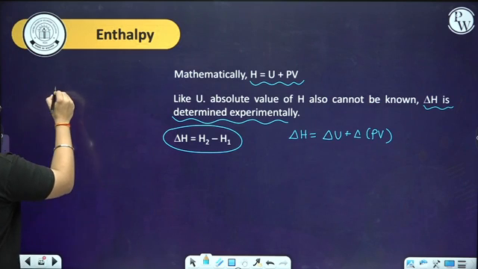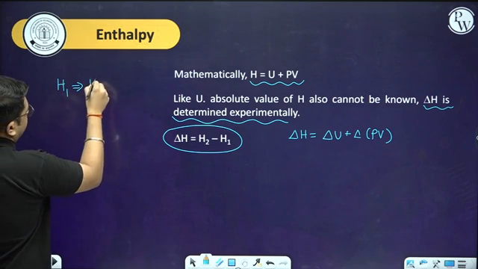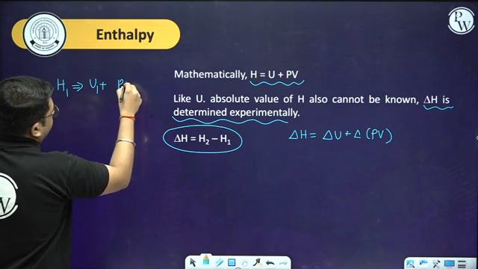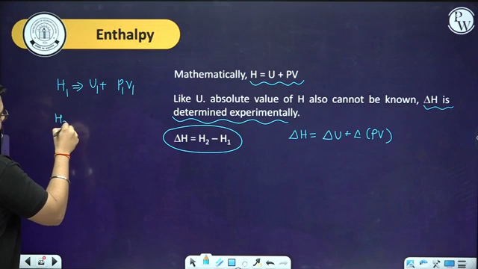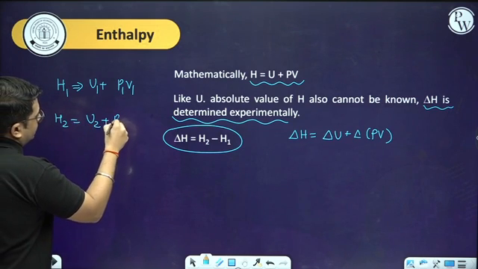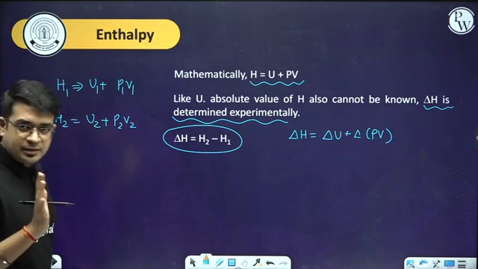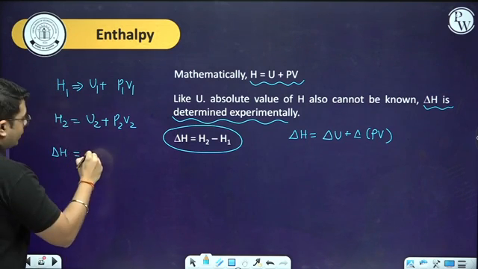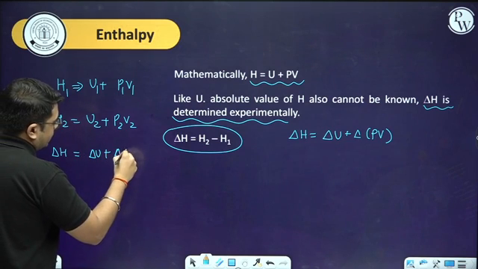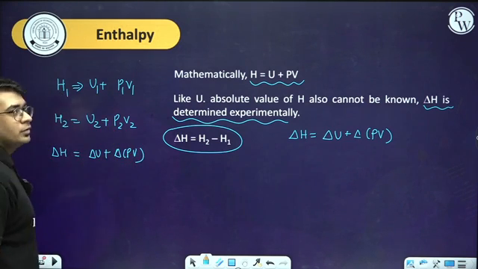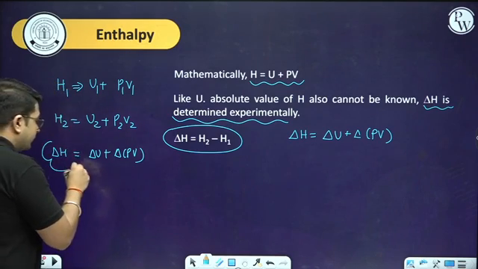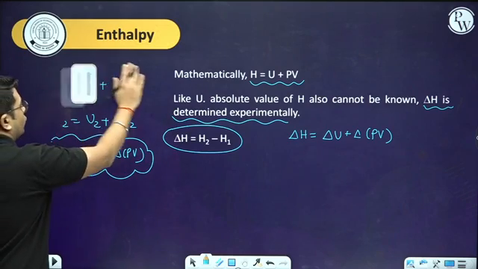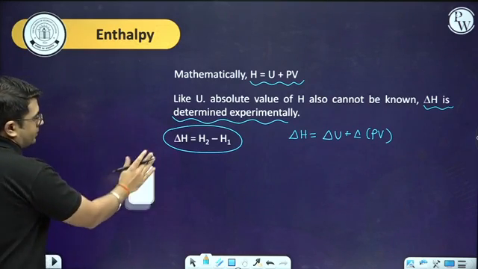So for example, H1 will be U1 plus P1 V1, and H2 will be U2 plus P2 V2. So delta H, which is H2 minus H1, will be U2 minus U1, which is delta U, plus delta of PV, P2 V2 minus P1 V1. So we have derived this particular formula also. There is no need to understand this entire part, but I have just given you the basic relationship.